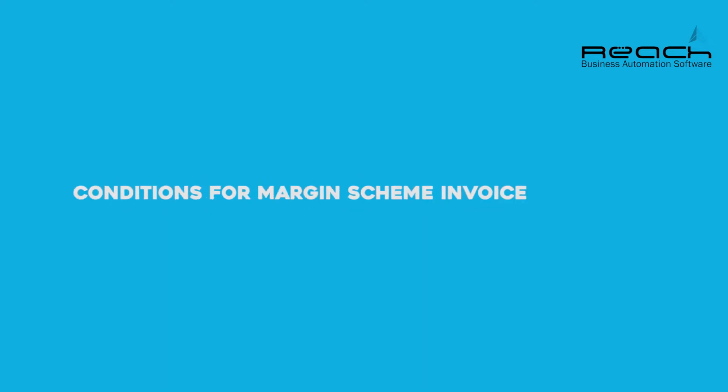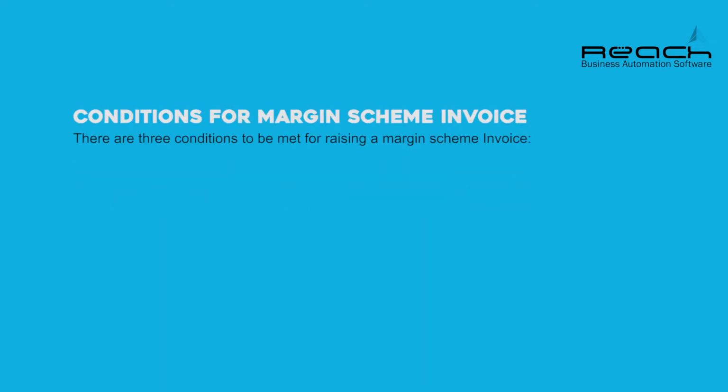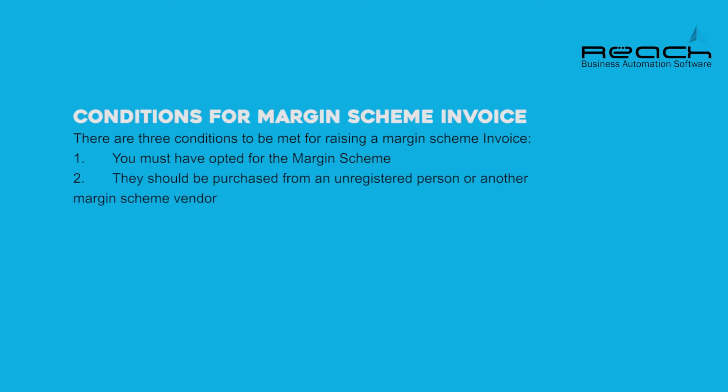Conditions for a margin scheme invoice. There are 3 conditions to be met for raising a margin scheme invoice. You must have opted for the margin scheme. The goods should be purchased from an unregistered person or another margin scheme vendor. Input tax should not be recovered on the purchase.